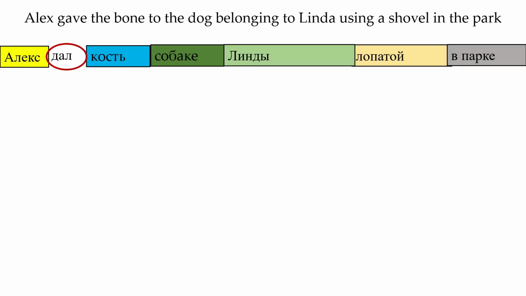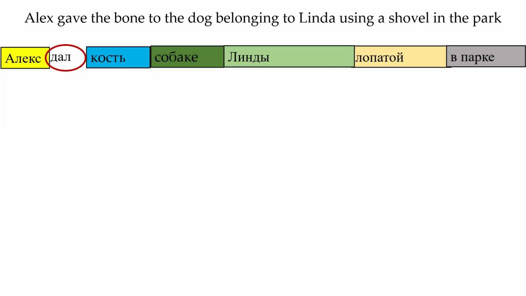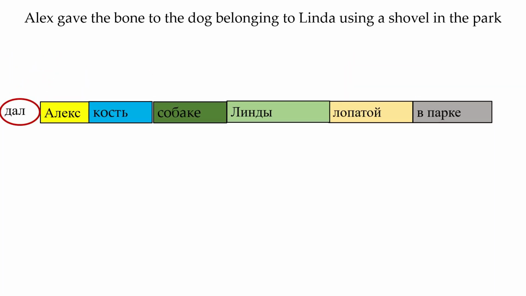Now, for example, in a sentence like Alex gave the bone to the dog belonging to Linda using a shovel in the park, you have Alex dal kost sabakye Lindy lapate v parke. Now we flip them around, for example, like this. It would still make sense to a Russian speaker. Dal Alex kost sabakye Lindy lapate v parke. It would make 100% sense and sound completely logical to a Russian speaker.